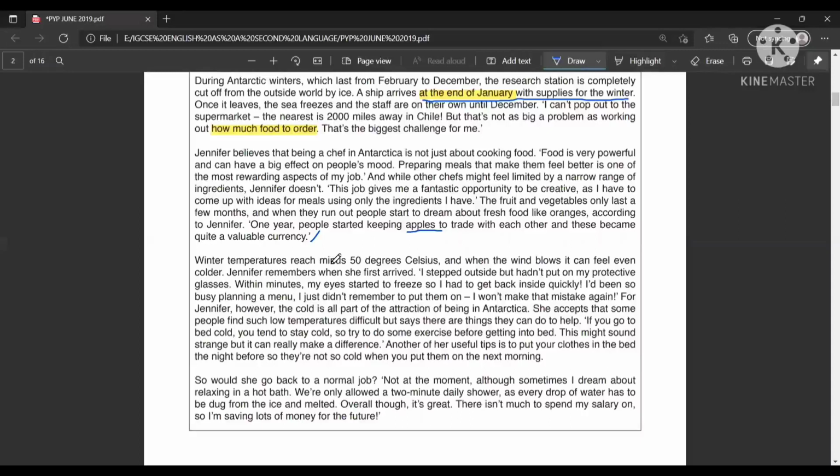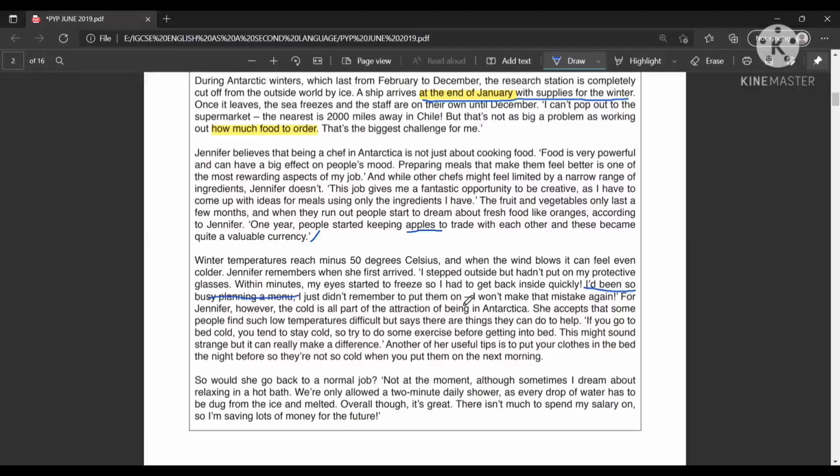Winter temperatures reach minus 50 degrees Celsius, and when the wind blows, it can feel even colder. Jennifer remembers when she first arrived, I stepped outside but hadn't put on my protective glasses. Within minutes, my eyes started to freeze, so I had to get back inside quickly. I had been so busy planning a menu, I just didn't remember to put them on. So we have got our answer. Why she forgot to wear the glasses? Because she had been busy planning a menu.